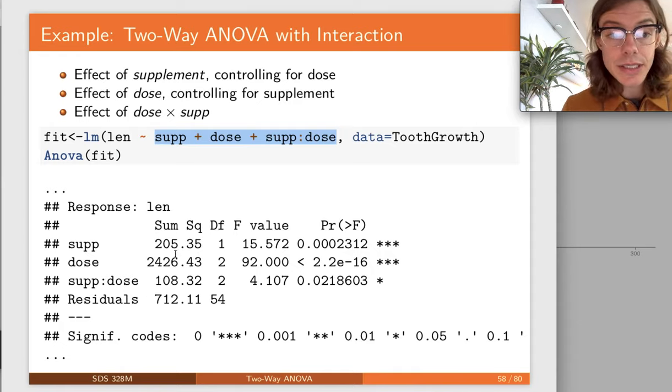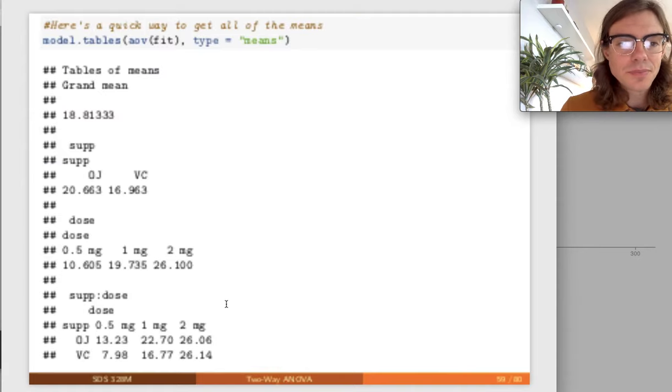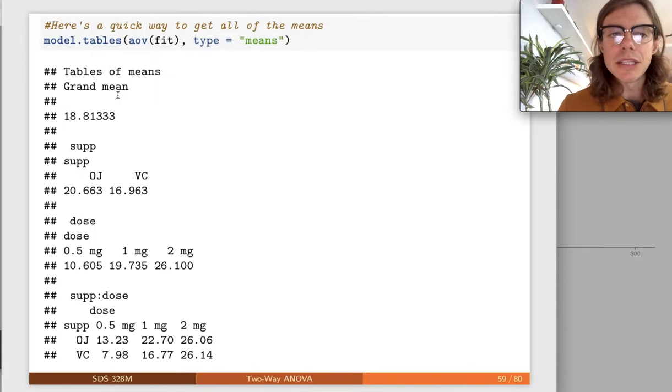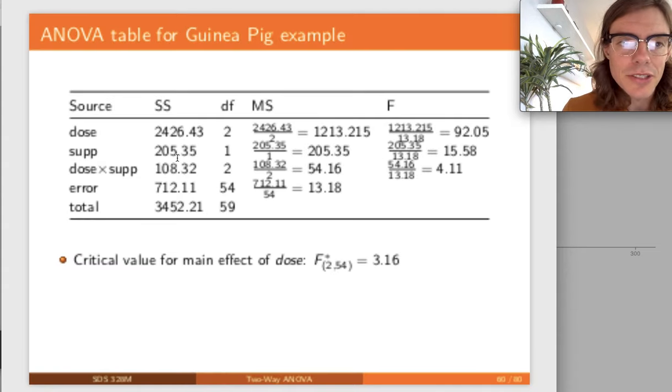But cool, we get all the good stuff, right? And it gives you the residual, and then these that we calculated by hand. And again, you'll never have to calculate them by hand. I just wanted to show you that. So what's going on here? If you want all the means, you can get all the means like this. Don't worry about it unless you wanted to do that for some reason.